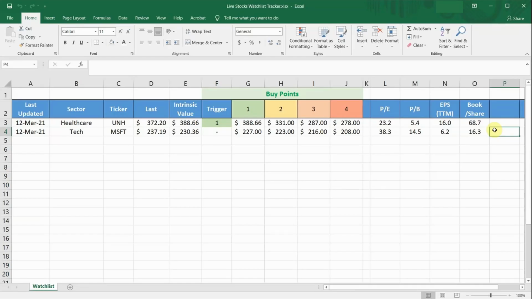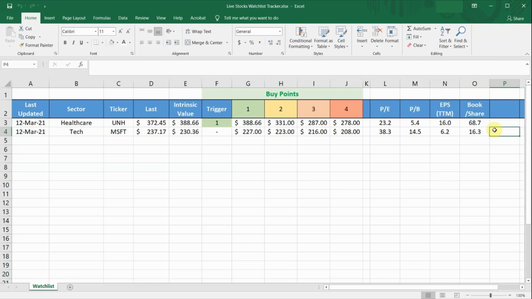Coming back to the Excel spreadsheet, whenever I update any of the ratios or buy points, I will update column A, where I input the date it was updated. I always do a review of my watch list at the end of every week so as to keep the different buy points up to date. And whenever the quarterly earnings report for the company is released, I will also recalculate the intrinsic value and update them in the spreadsheet as well.